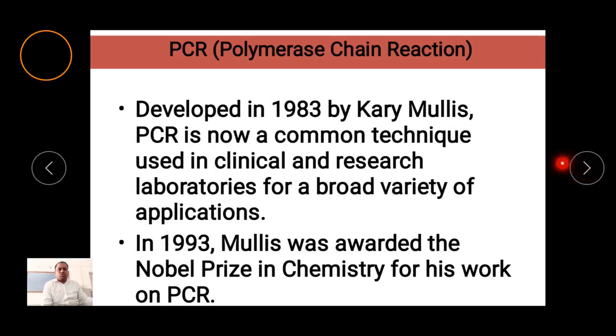Let's see the history. PCR was developed by Kary Mullis in 1983, and it's a common technique used in clinical and research laboratories for a broad variety of applications. For this discovery and invention, Kary Mullis was awarded the Nobel Prize in Chemistry in 1993.